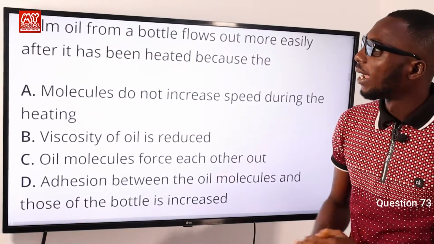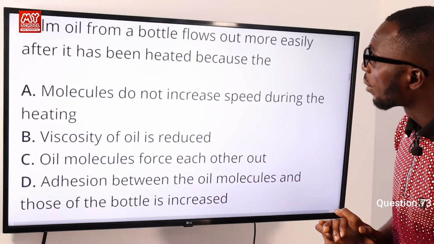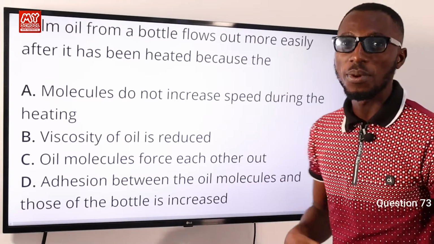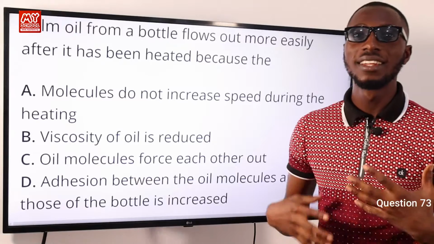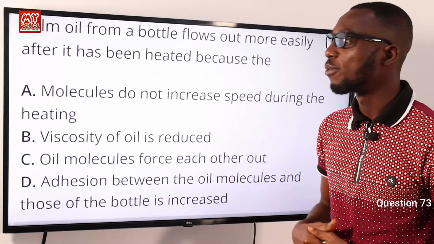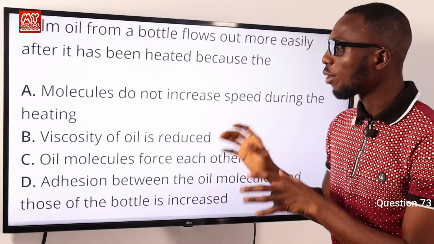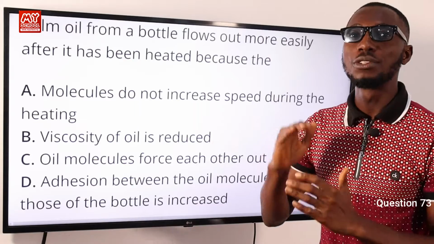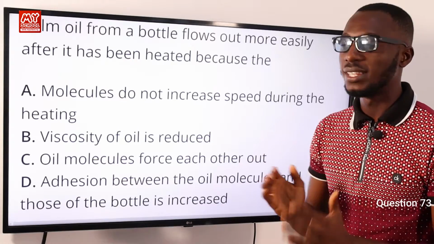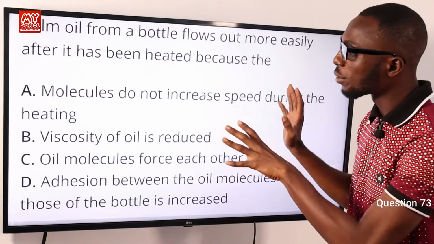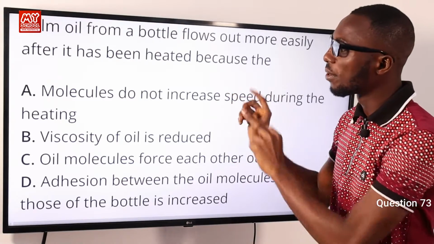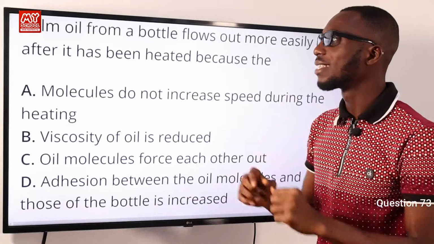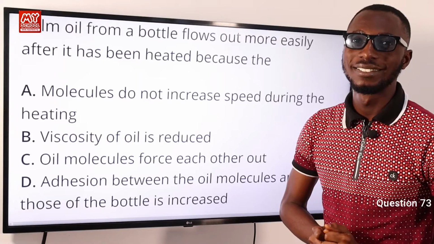Question 73. Palm oil from a bottle flows out more easily after it has been heated because why? On heating, the molecules gain more energy and they begin to move faster. We've also observed that increase in temperature reduces viscosity in liquids. It is vice versa for gas. So the correct option to this phenomenon is that viscosity of the palm oil is reduced on heating. So option B is very correct.